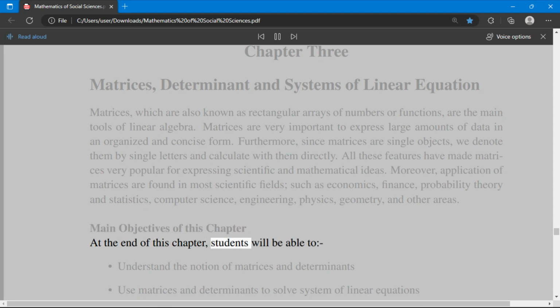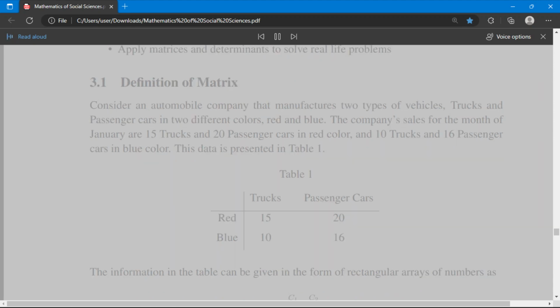Main objectives of this chapter. At the end of this chapter, students will be able to understand the notion of matrices and determinants, use matrices and determinants to solve systems of linear equations, and apply matrices and determinants to solve real-life problems.